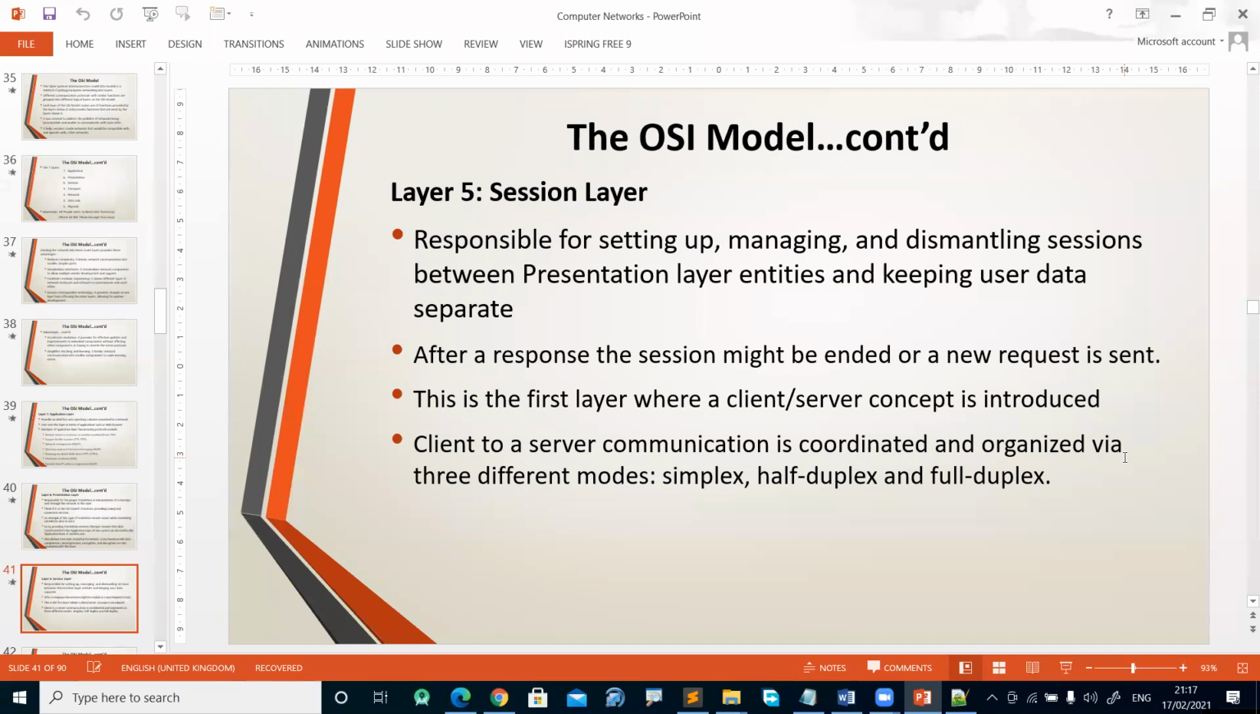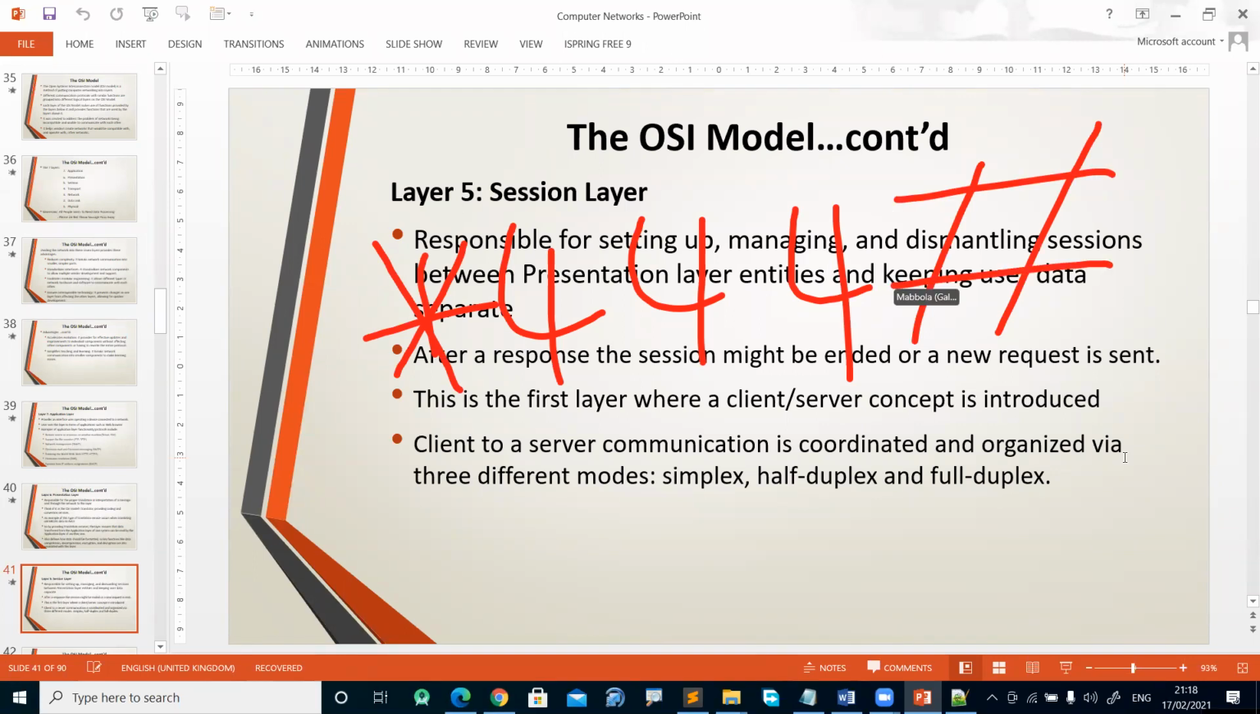Session layer. What is a session layer? Simple. Okay, ladies and gentlemen, let me ask you a question. You dial *444#, and then you wait, you don't do anything. You dial, then a menu comes and it is telling you to choose one of those things. Then you don't dial. What happens? What happens is you lose connection.